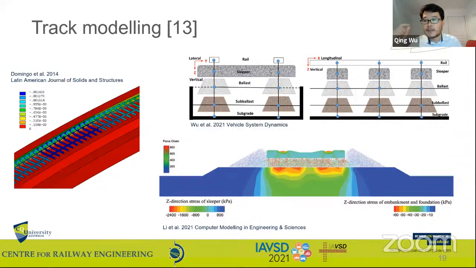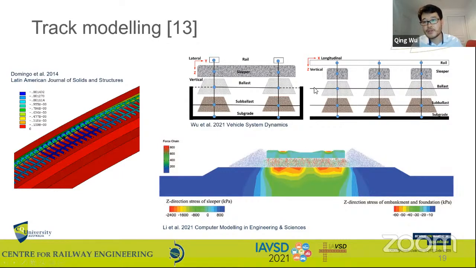Also, the changed wheel-rail contact forces can be passed to the finite element track model. Then the track model will change the rail position. So that interaction can be captured using those two models, the track model and the vehicle model.